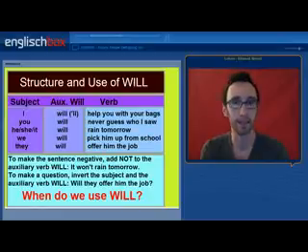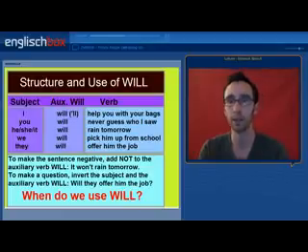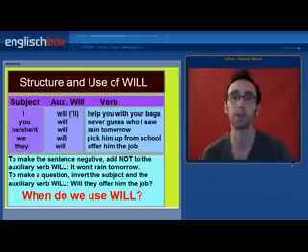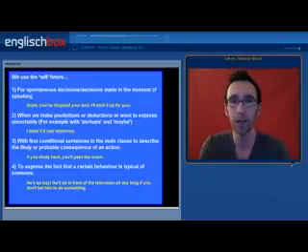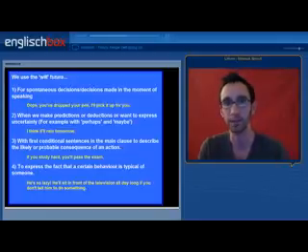To make these sentences negative, you have to add not to the auxiliary verb will. This becomes won't in the contracted form. I won't help you with your bags. Very impolite. To make a question, we invert the subject and the auxiliary verb will. Will it rain tomorrow? Will they offer him the job, for example? So that's the structure, but when do we use this form? Well, if we look at the next slide, we can see our answers to this question.